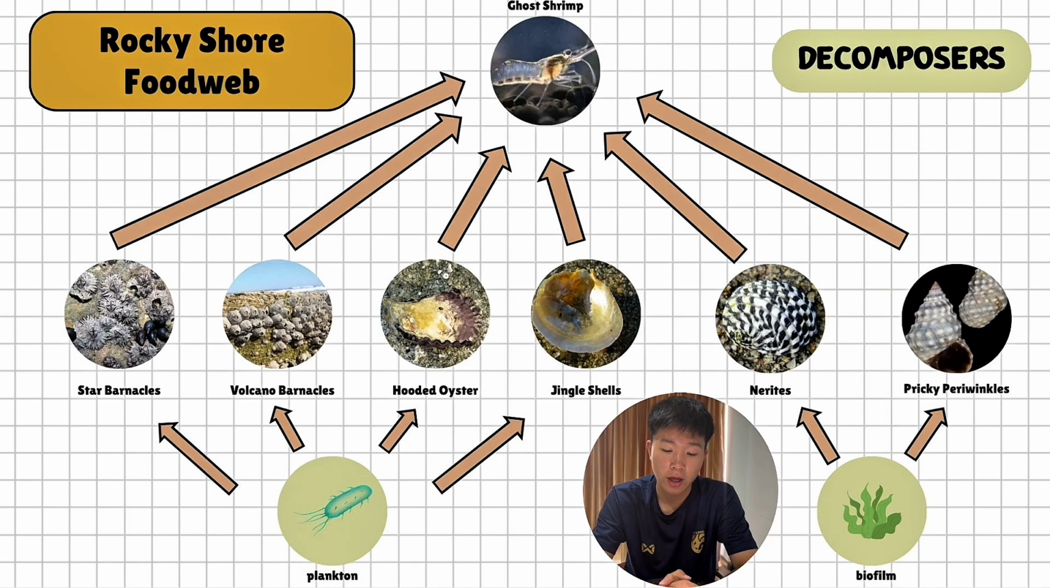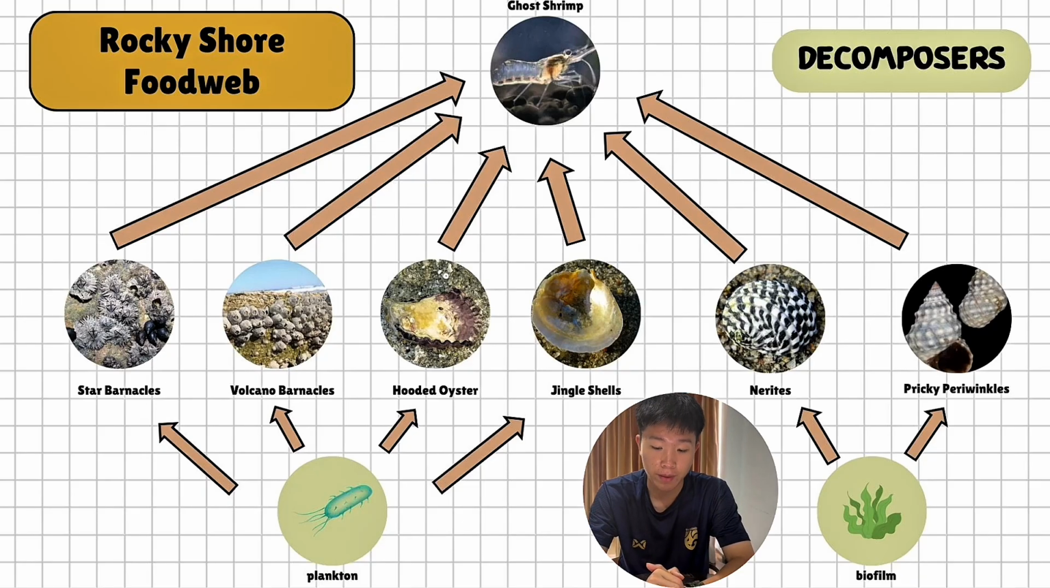First, start with plankton, which has been decomposed by star barnacles, volcano barnacles, hooded oysters, and jingle shells. And most of it, nearly all of it, has been decomposed by ghost shrimp. The next one, biofilm, has been decomposed by nerites and prickly periwinkles, and both of them have been decomposed by ghost shrimp. In conclusion, we could see that all of the species have been decomposed at the end of the food chain by ghost shrimp.